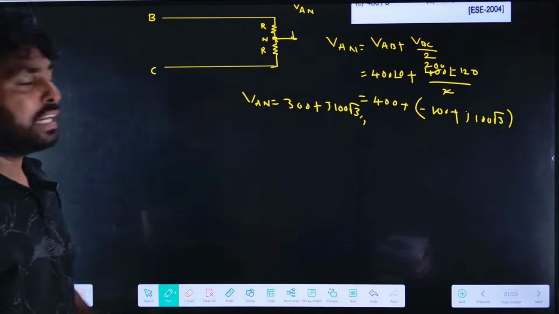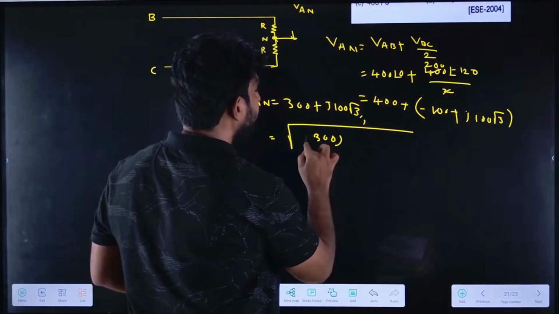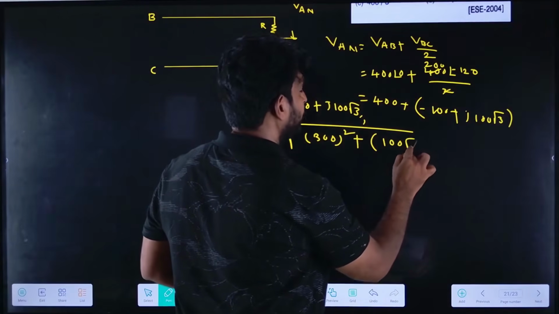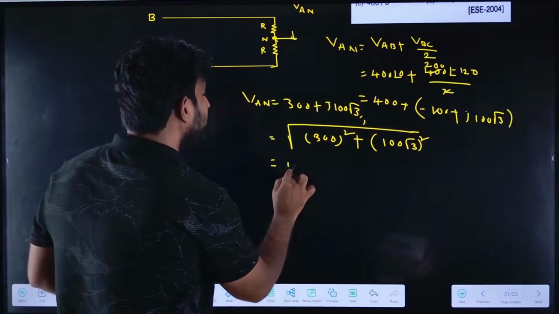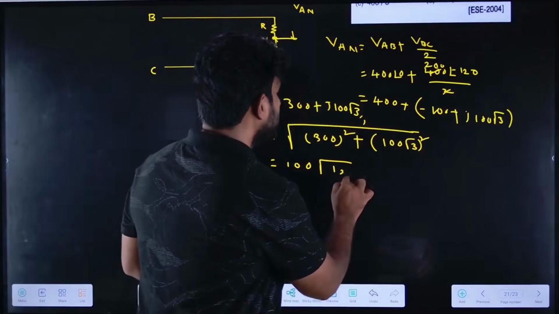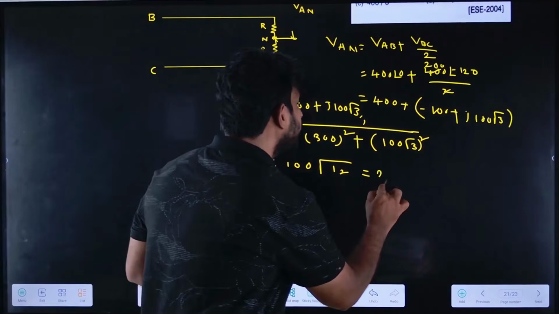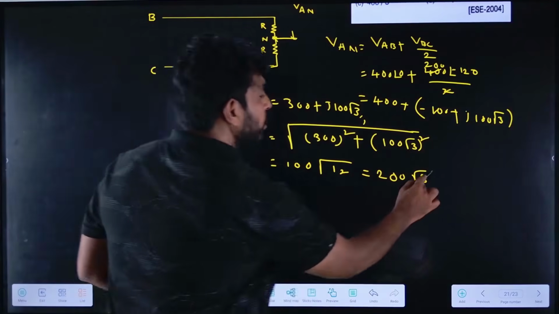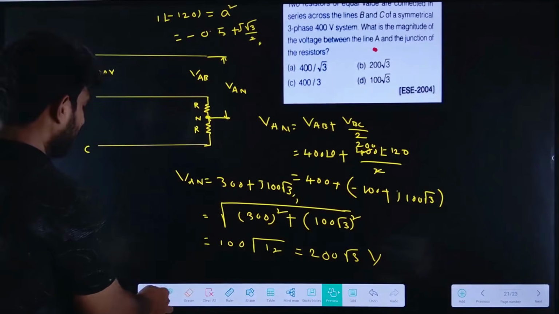Because the calculator is not allowed, try to find it out by yourself. So 300 square plus 100 root 3 square. If you take 100 as common, it will be 100 times the square root of 3 square plus 9, plus 3, that is 12. Which is equal to 2 into 4 into 3. So the 2 will come out, and it will be 200 root 3 volts. So now it will be 200 root 3 volts.